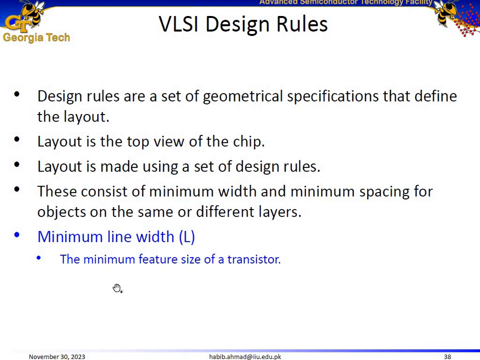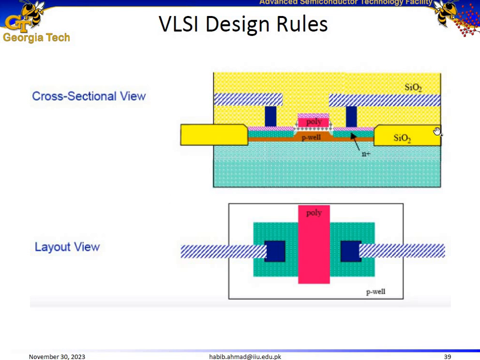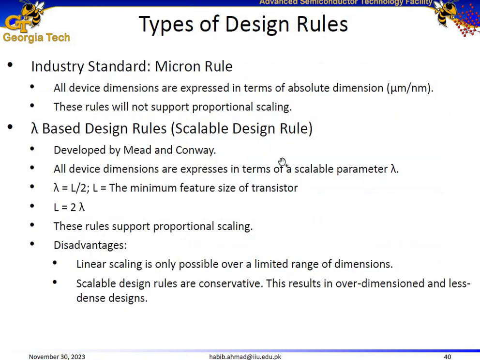The minimum line width or the minimum feature size of a transistor is the distance between the drain and the source, denoted with L. Here is a cross-sectional view of our structure, and here is a layout view. Here we also define different layers. We associate different colors to different layers. For example, an orangish color is associated to polysilicon.